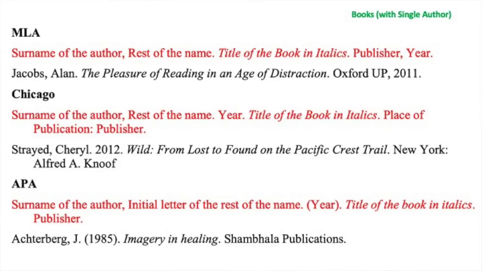And when writing the name of the author according to APA, they use the surname of the author, but after that, only the initials of the rest of the names are included. But in the case of MLA and Chicago, the full form of the rest of the names is included, but in the case of APA, only the initial letters of the subsequent names, whether it is the middle name or first name, are used. This was the case of writing the entries in the works cited list or reference list when there is only one author for the source.